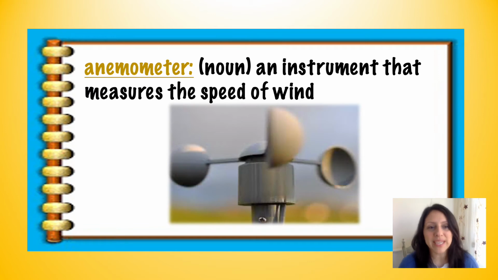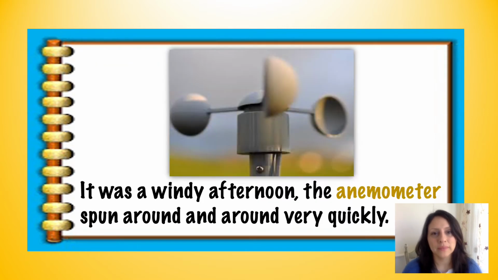Our next word is anemometer. It's an instrument that measures the speed of wind. Here's my example of anemometer in a sentence. It says, it was a windy afternoon. The anemometer spun around and around very quickly. Can you think of an example of using anemometer in a sentence?